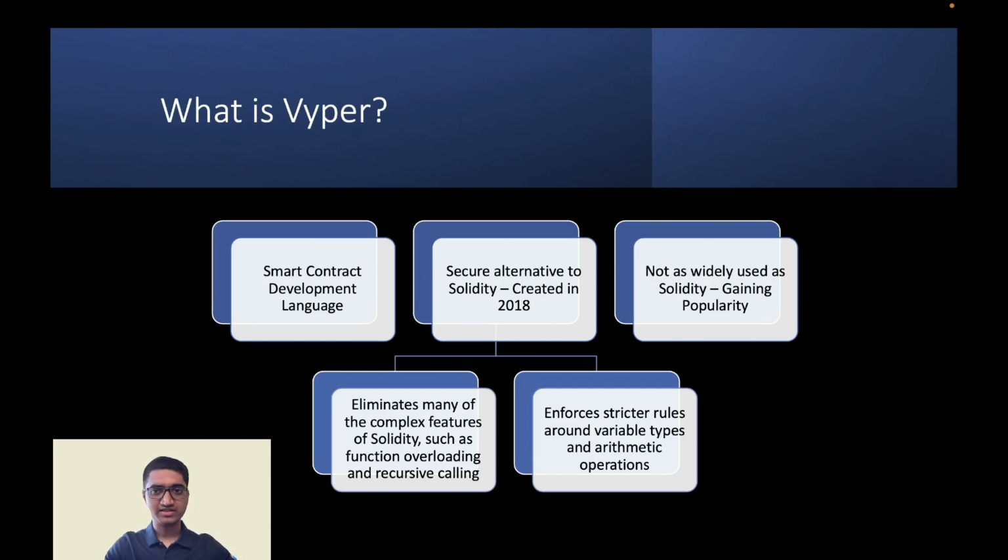Finally, Vyper is not as widely used as Solidity, but it is gaining a lot of popularity because it is a smart contract scripting language which was developed in 2018, whereas Solidity has been around for much longer. So that's why it hasn't gained as much popularity.